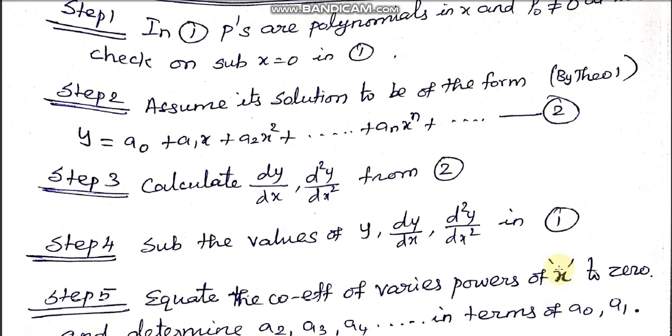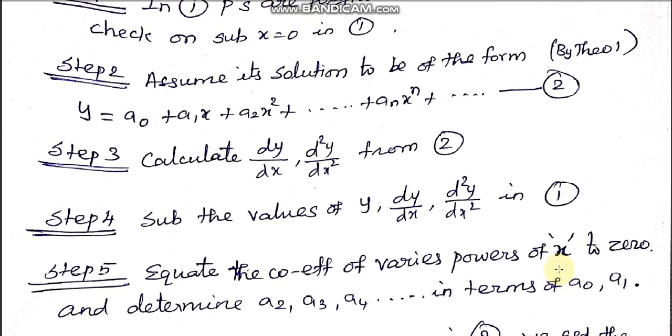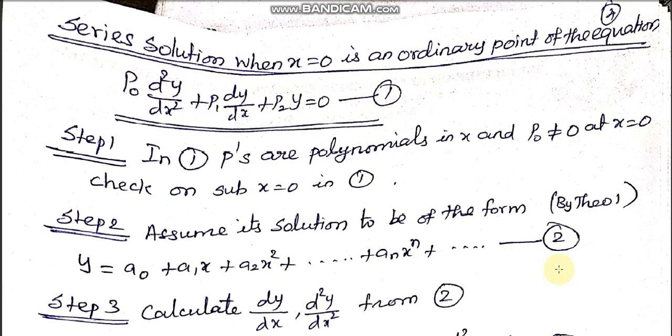Two problems we have completed in this lecture, in type 1, that means using theorem 1. In our next lecture, we are going to see the second type of problems, with a similar procedure. In the third lecture, we are going to see the series solution when x equal to 0 is a regular singular point.